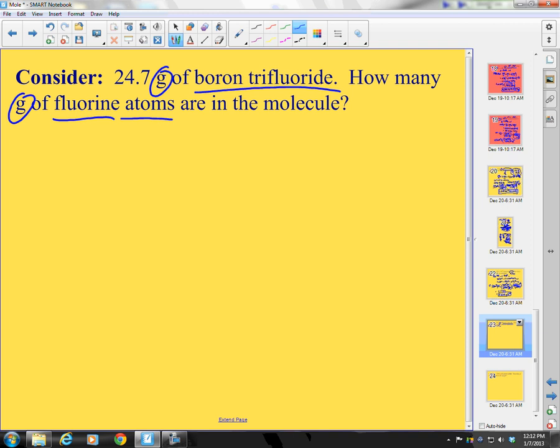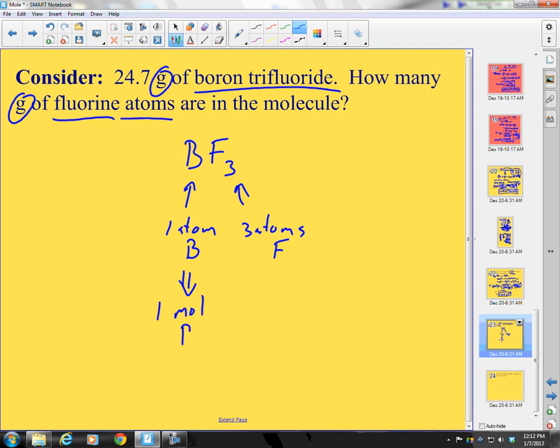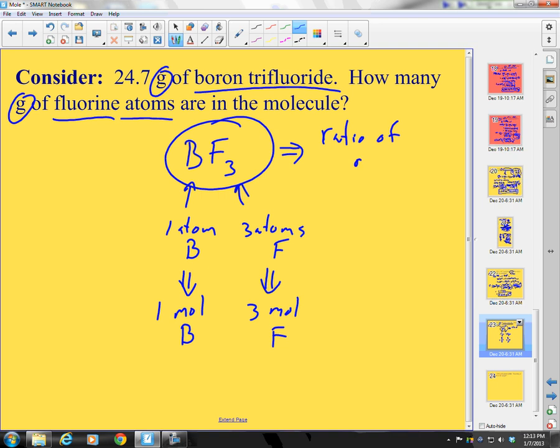The answer is no. When I look at my formula, boron trifluoride, what does that represent? This formula says that I have 1 atom of boron for every 3 atoms of fluorine. This can also represent 1 mole of boron per every 3 moles of fluorine. And so our formula now not only tells us a ratio of atoms, it tells me a ratio of moles of atoms. Okay? Good. So here's the thought process.